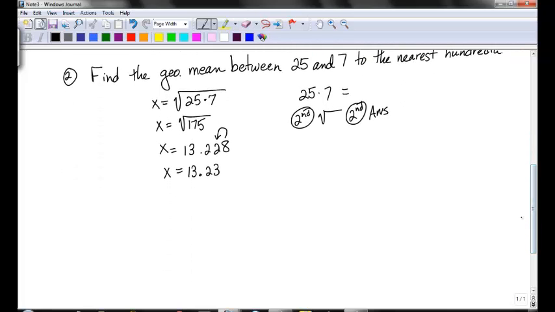So basically, geometric mean is the square root of their product. For right now, that's fine.